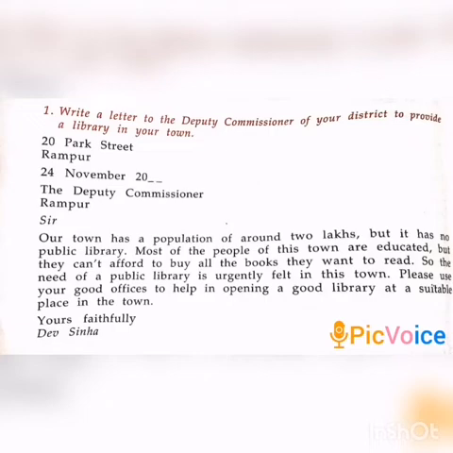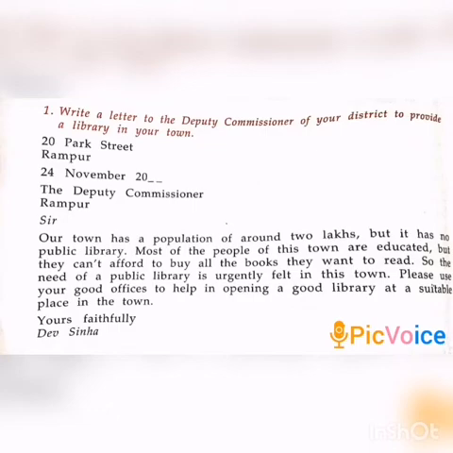First in the left side you should write: Write a letter to the Deputy Commissioner of your district to provide a library in your town. This is a question. Again I read: Write a letter to the Deputy Commissioner of your district to provide a library in your town. Okay. And afterwards, you turn to the right side, exercise number 1 and 8.